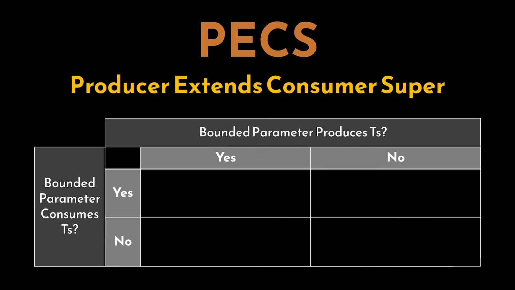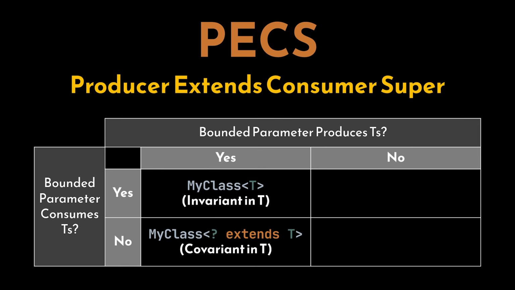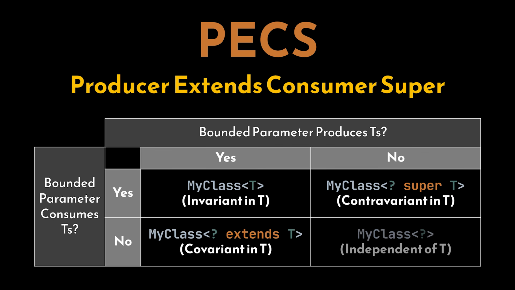Now, what I just said can be represented by the small table we see. So, if we are producing and consuming T's, it means that the object we are dealing with is invariant in T. We can only work with T's, not its subtype nor its supertypes. If we are only producing T's, it means that the object we are dealing with is covariant in T, and we should make use of ? extends T. If we are only consuming T's, it means that the object we are dealing with is contravariant in T, and we should make use of ? super T. Finally, if we aren't producing nor consuming T's, it means that the object we are dealing with is independent of T. We should make use of unbounded wildcards.